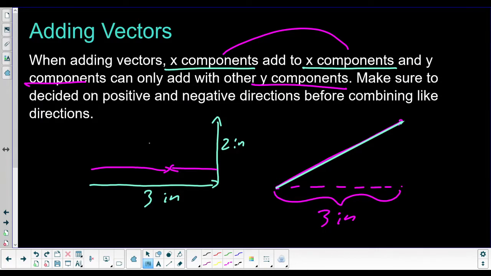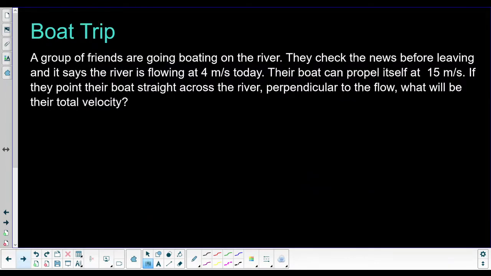So we have to assign directions, right? Maybe to the right is positive and back is negative. And then you say, oh, this is -1 because it's to the left. But you have to decide those directions up front. Okay. So let's look at a real problem and try to figure out how fast something's going.